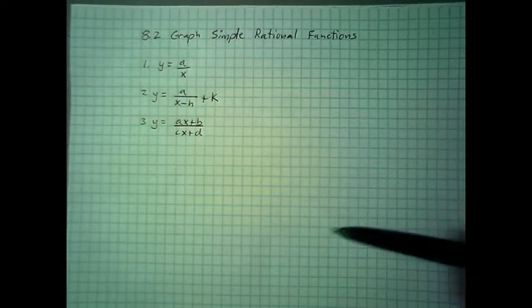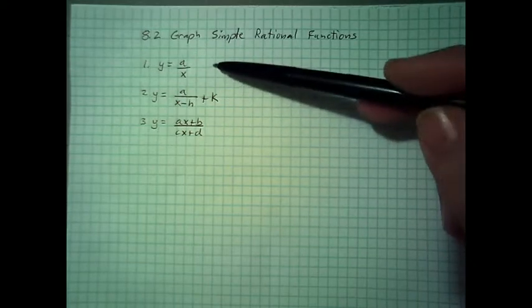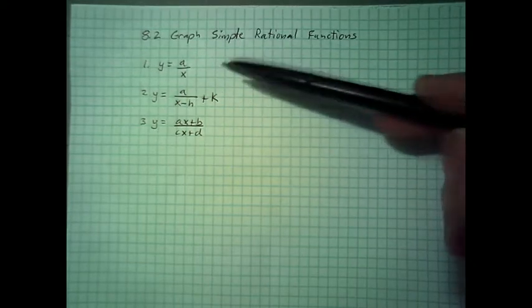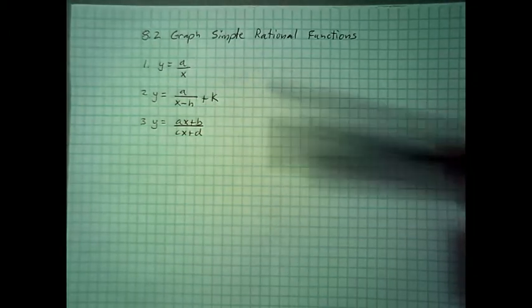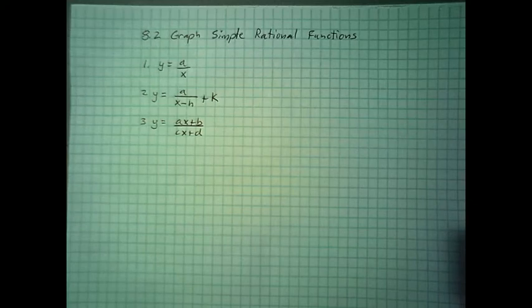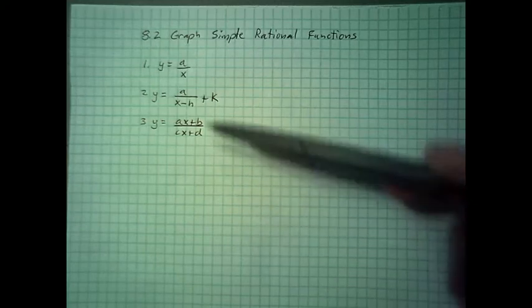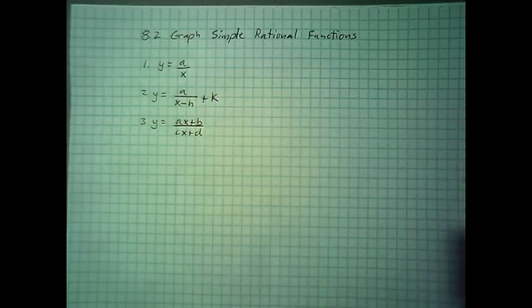The second thing we're going to graph is a transformed version of our inverse variation. We've got an x minus h on the bottom and a plus k on the outside. That's going to translate. It's going to move the graph to a new location. So the asymptotes will be moved. Then again, we'll find a couple of points to get the curve right.